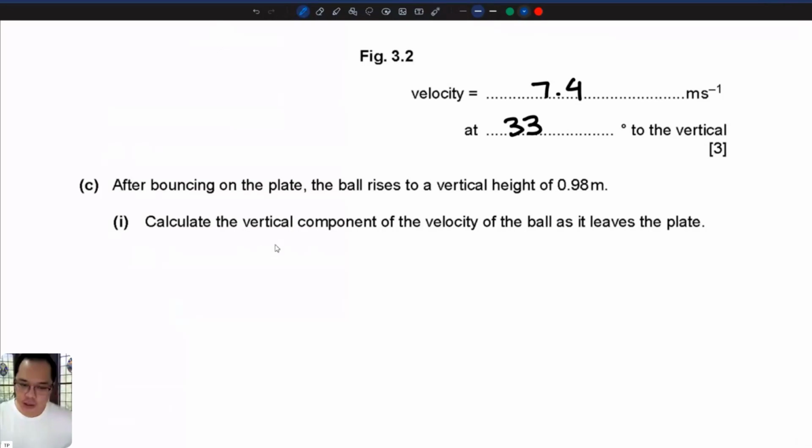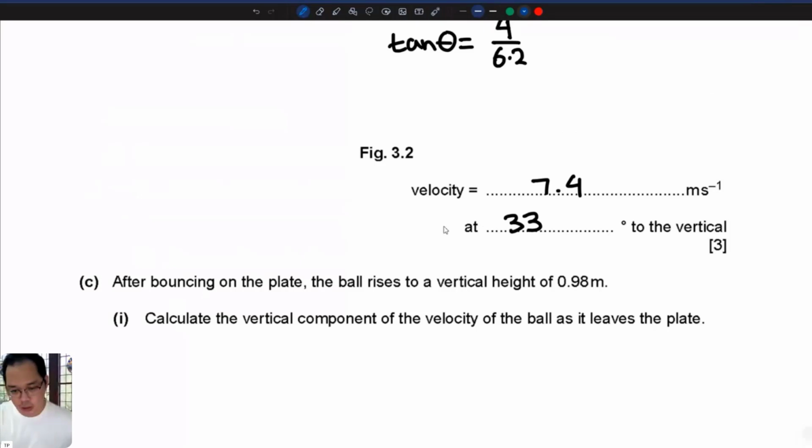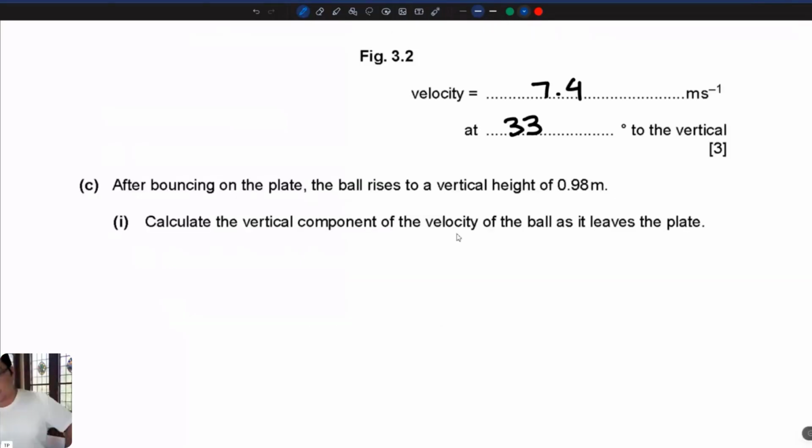After bouncing on the plate, the ball rises to the vertical height of 0.98 meters. Calculate the vertical component of velocity of the ball as it leaves the plate. Vertical height, new vertical height. Okay. This new vertical height, 0.98 meter, is definitely smaller than the initial height, 1.96 meter, that it was dropped from. It must be smaller because there is some energy lost to the surrounding, to the ground, when the ball collides with the ground. The energy is transferred to the ground, and partly to the thermal energy inside the ball.